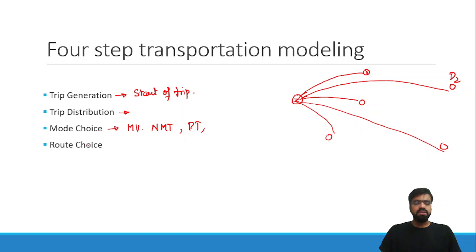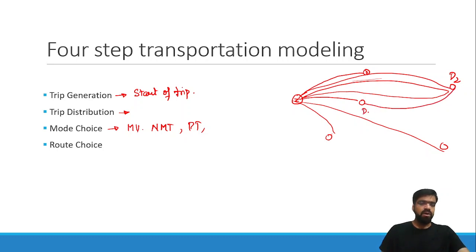Then route choice. While we are going from Z to D2, you have one route here, another route, this one. Then you may have a third route, this one. You may have another route from D3 or via D3. So which route is preferred in order to reach your destination? This comes under route choice. So these are the four steps which we use for transportation modeling.